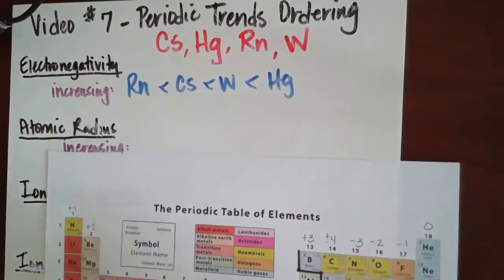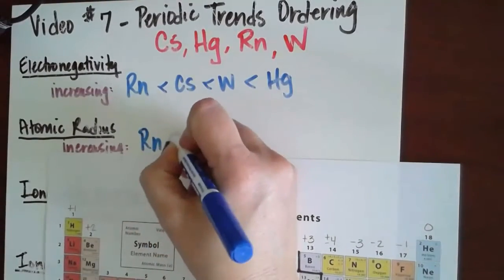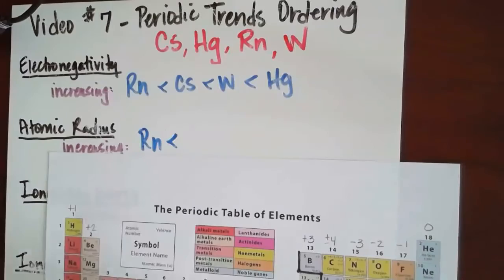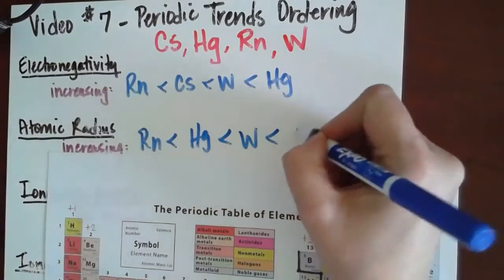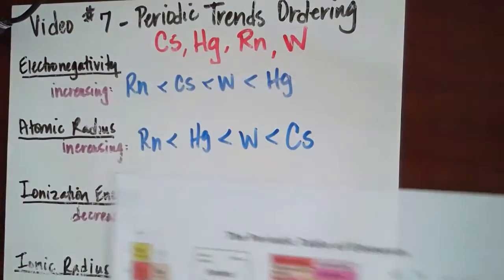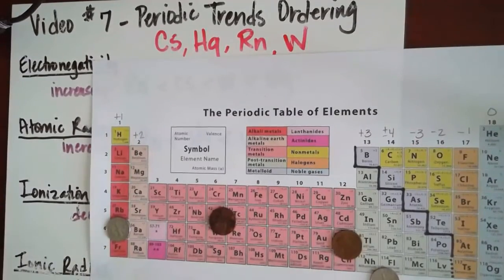So that should be our order. Our order will be Rn, which is the smallest, then Hg, then W, and then Cs, with Cs having the greatest, and that should make sense since Cs is right next to francium.